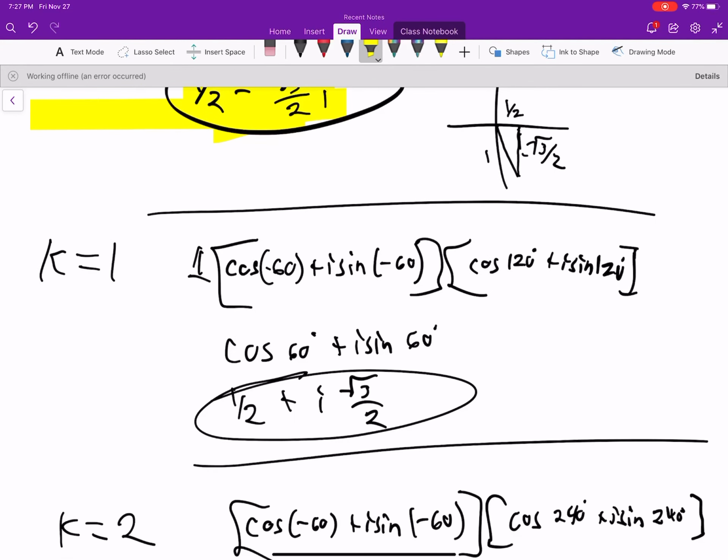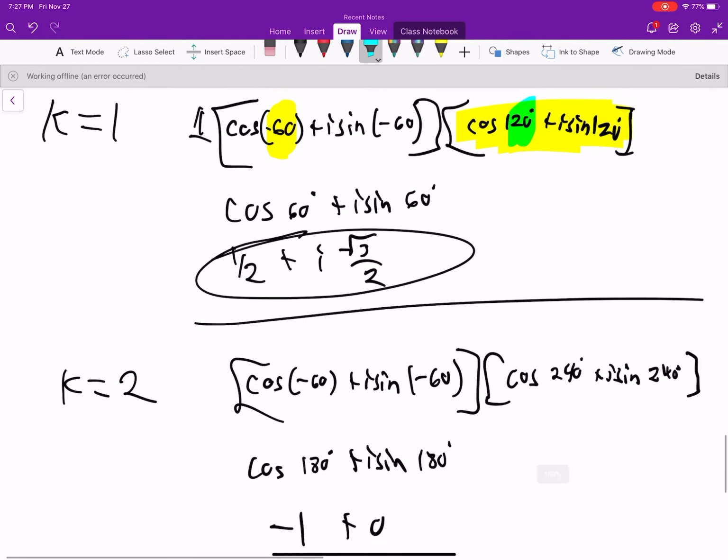Keep going. This time the s to the first power, we need to do that. And then remember when we multiply two complex numbers that the angles add, so we're just adding negative 60 plus the 120, which will give us 60. So just do the special triangle stuff, and you'll see that's 1/2 plus i root 3 over 2.